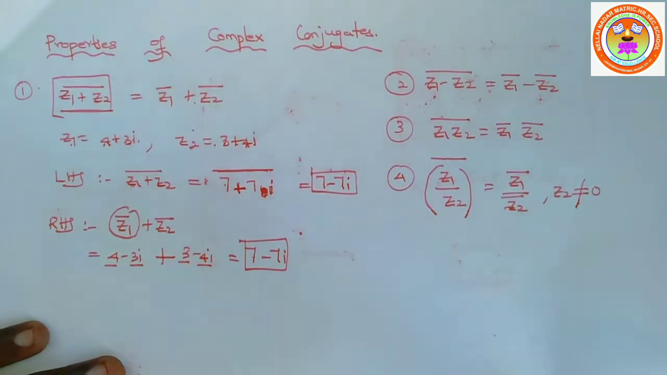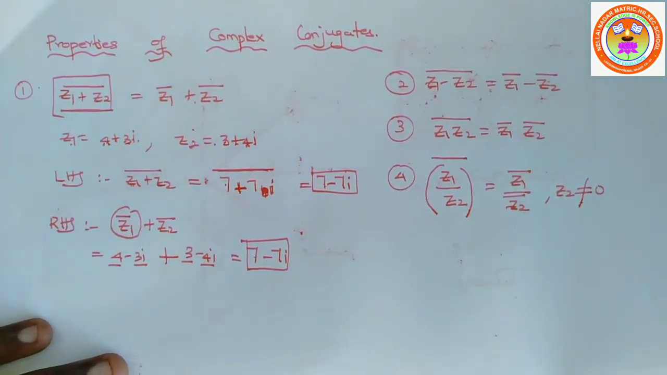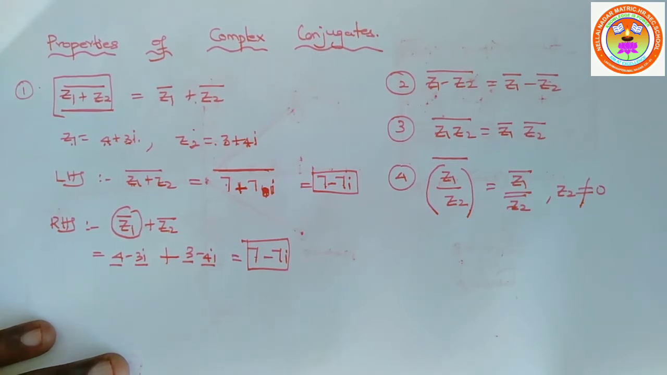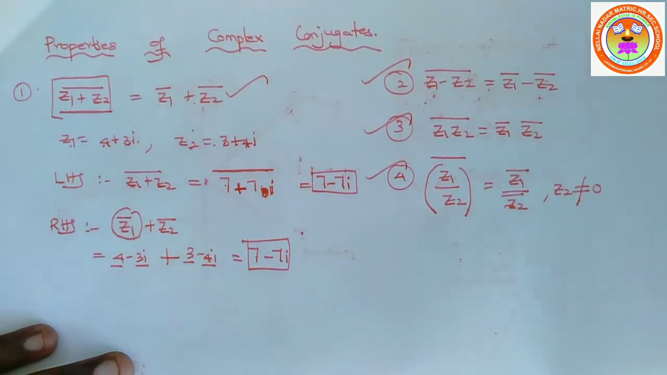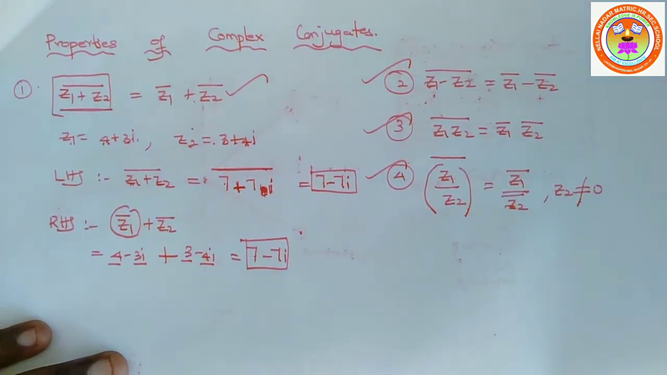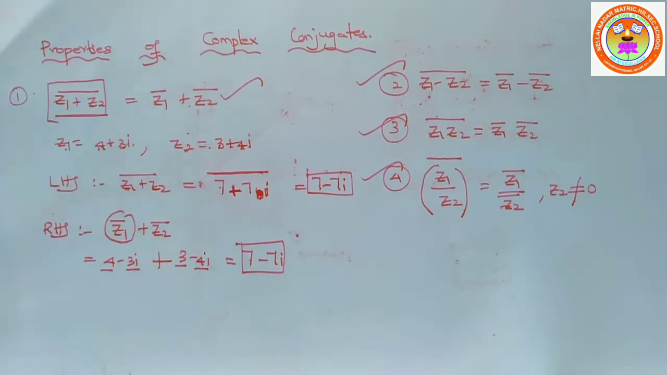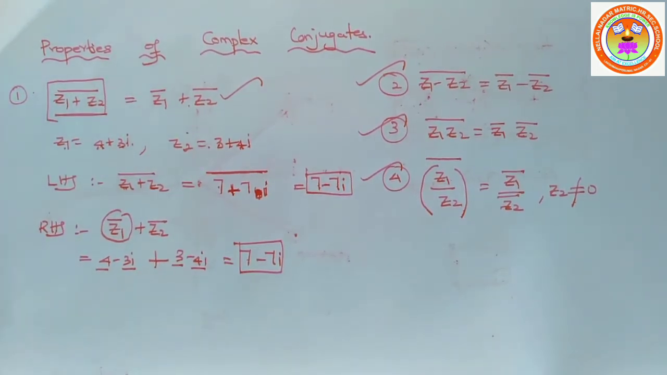So now we saw the conjugates for addition, subtraction, multiplication, division. As I proved only for addition alone, if you want, you can prove and see for all four operations: addition, subtraction, multiplication, division. So these are the first, second, third, and fourth properties. Please learn all these four properties so that you should not have any doubt.